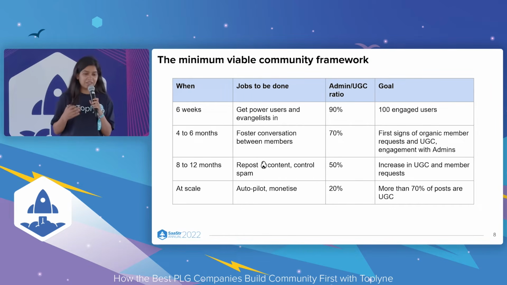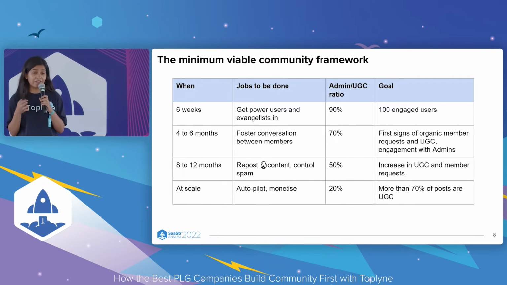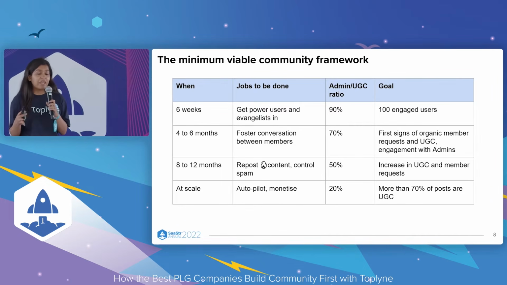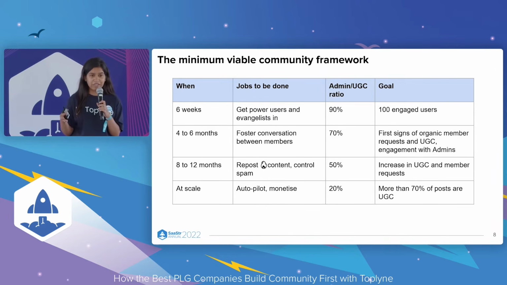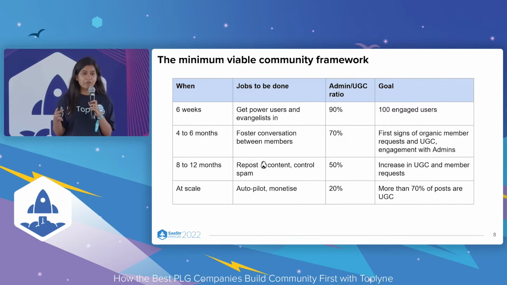So for the first 6 weeks of your community building process, what is your job to be done? You want to get in power users and evangelists. One good metric to track at this stage is the admin-generated content to user-generated content ratio. If more than 90% of the content that is generated on your community is coming from admins, then it's safe to say that you're still in the early stages of your community building and you've not earned the right to go to the next stage. One goal to track against this is 100 engaged users.